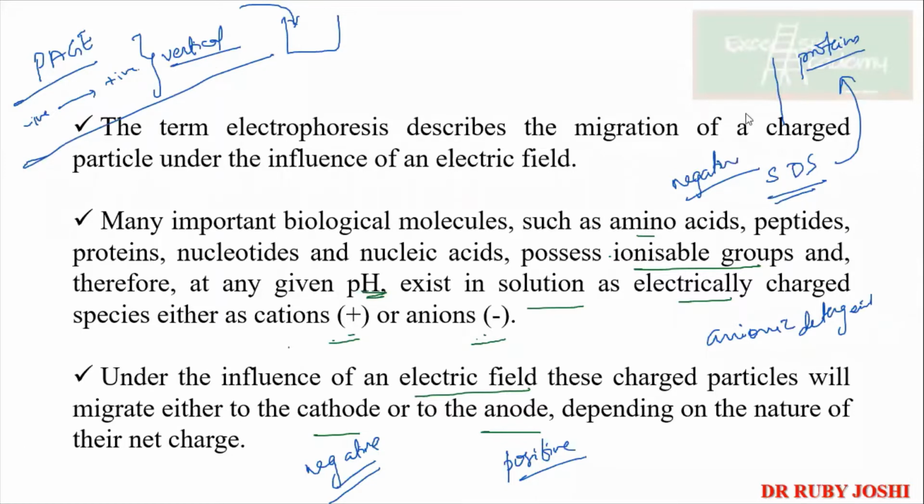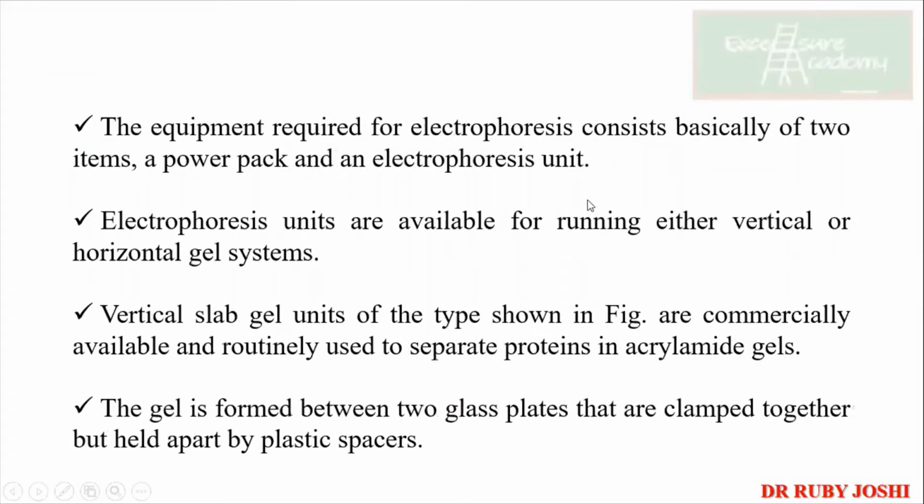Okay. Now, the equipment required for electrophoresis consists of two items. One is the power pack and the other is the electrophoresis unit. So guys, one more thing I'll just mention over here. I don't think anyone is going to mention that in any textbook also. So power pack and electrophoresis unit, okay? The electrophoresis unit is where you are going to cast the gel. Okay, the terminology we use is gel casting, in which you then make wells.